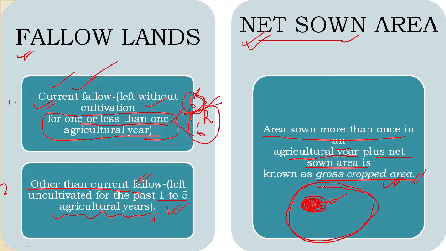Important point is that it is an area in which total crops are grown only once in a year, and this area is known as net sown area. And when you add area sown more than once in an agricultural year, then it becomes gross cropped area. I hope now the concept becomes clear.